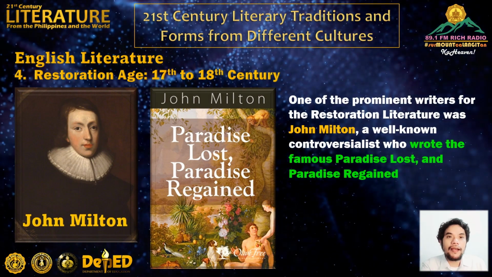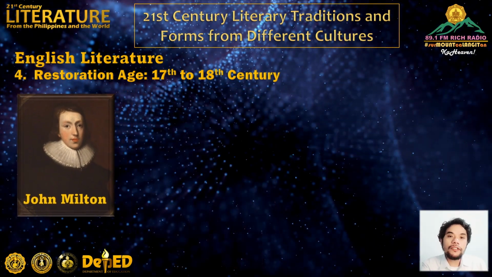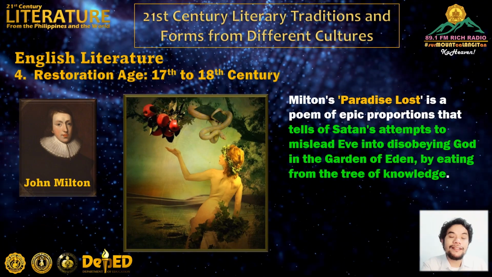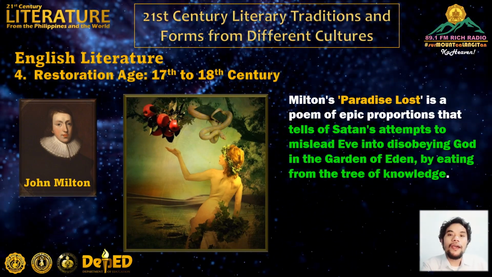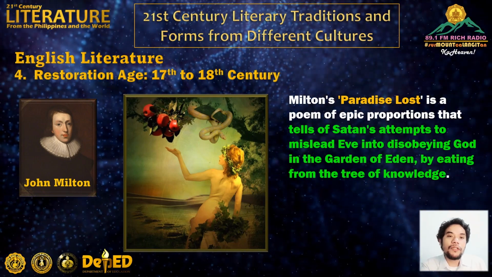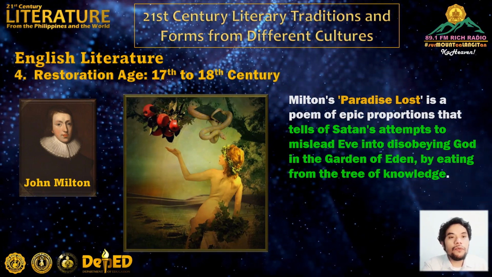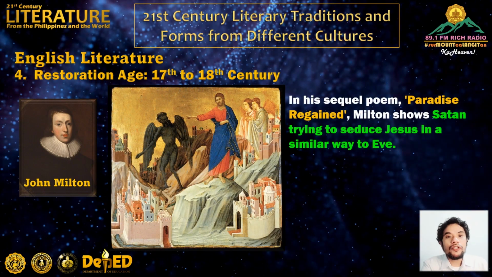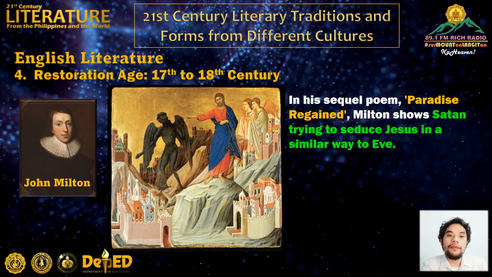Milton's Paradise Lost is a poem of epic proportion that tells of Satan's attempt to mislead Eve into disobeying God in the Garden of Eden by eating from the tree of knowledge. In his sequel poem, Paradise Regained, Milton shows Satan trying to seduce Jesus in a similar way to Eve.